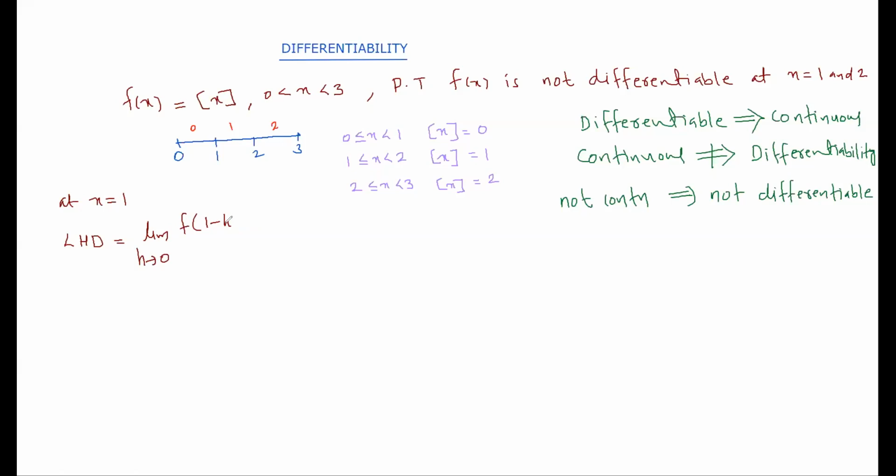Otherwise, let us first write the formula: f of a minus h minus f of a, divided by minus h. This is the formula. So it is equal to limit h goes to 0 f of 1 minus h minus f of 1 divided by minus h. This is limit h goes to 0 f of 1 minus h.